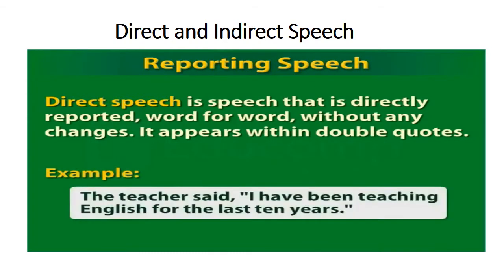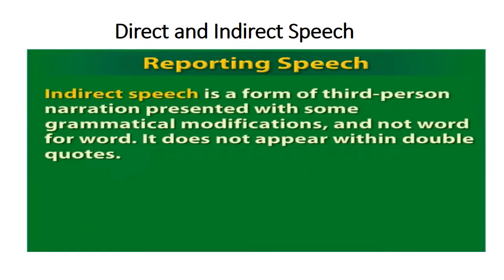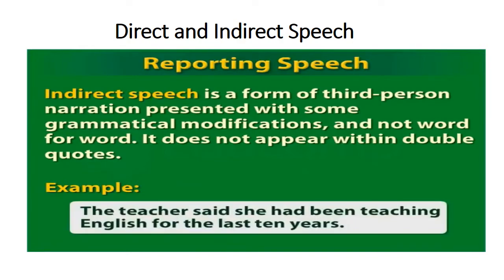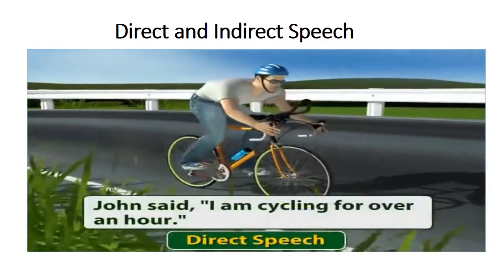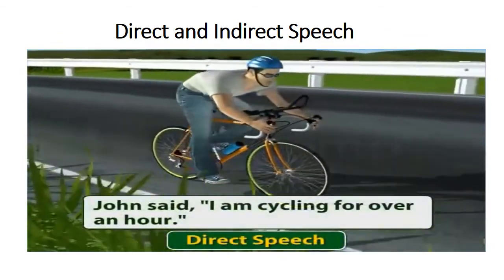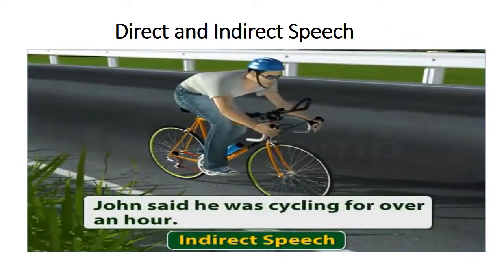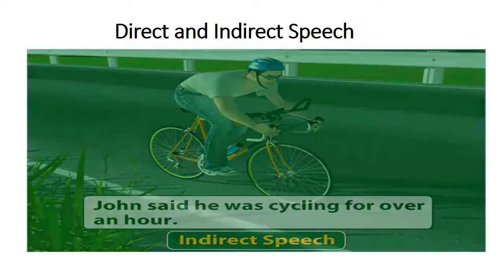Example, the teacher said, "I've been teaching English for the last 10 years." Indirect speech is a form of third-person narration presented with some grammatical modifications and not word for word. It does not appear within double quotes. Example, the teacher said she had been teaching English for the last 10 years. John said, "I'm cycling for over an hour." John said he was cycling for over an hour.